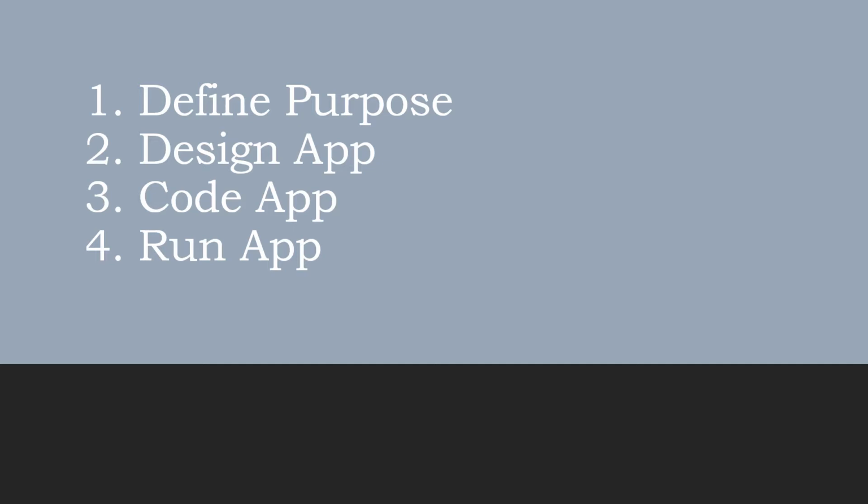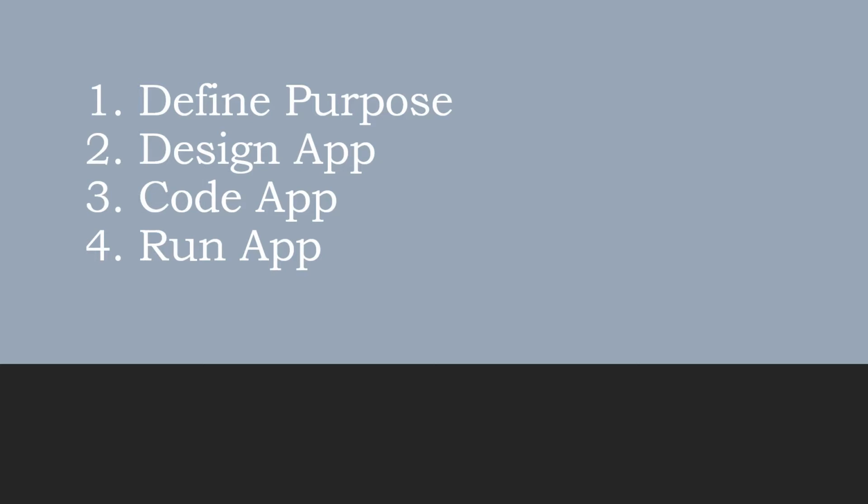You are going to design how your app is going to look. What color, what theme, what components you are going to have. Step 3 is coding your app. You are going to use a programming language to code your app. Step 4 is run your app. You are going to execute and check how your app is working.